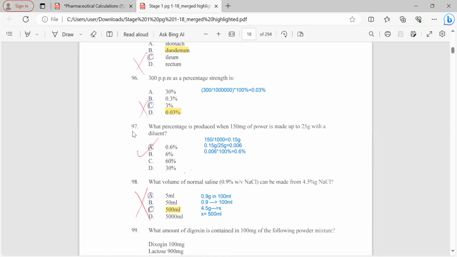So for the first one, question 96, 300 parts per million as a percentage strength is. So parts per million, exactly as it said, it's 300 in a million. And then when we are converting to a percentage, of course, we need to find that in 100. So it's just 300 over a million times 100, so that you can convert that to a percentage.